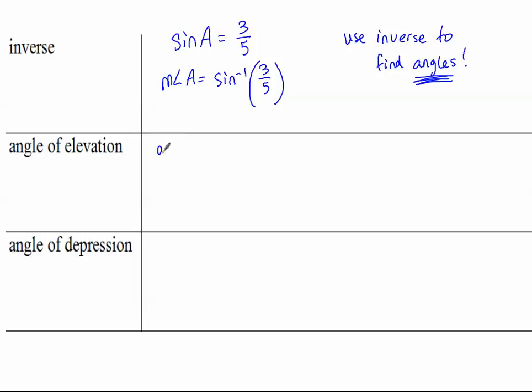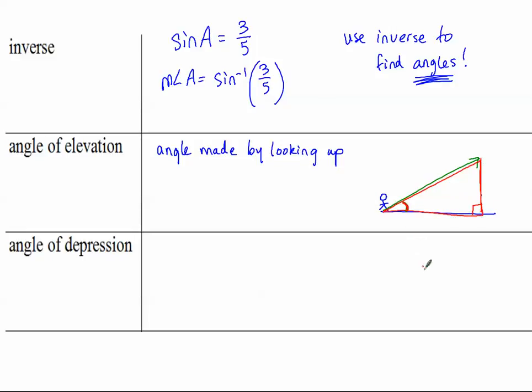Angle of elevation. This is the angle made by looking up from a horizontal. So we start with a horizontal. Imagine someone standing at the ground, and then the line of sight is they're looking up towards something else. So this right here would be the angle of elevation, this angle right here. Often we finish the picture by drawing a right triangle. So this is how we get the right triangle with the angle of elevation.